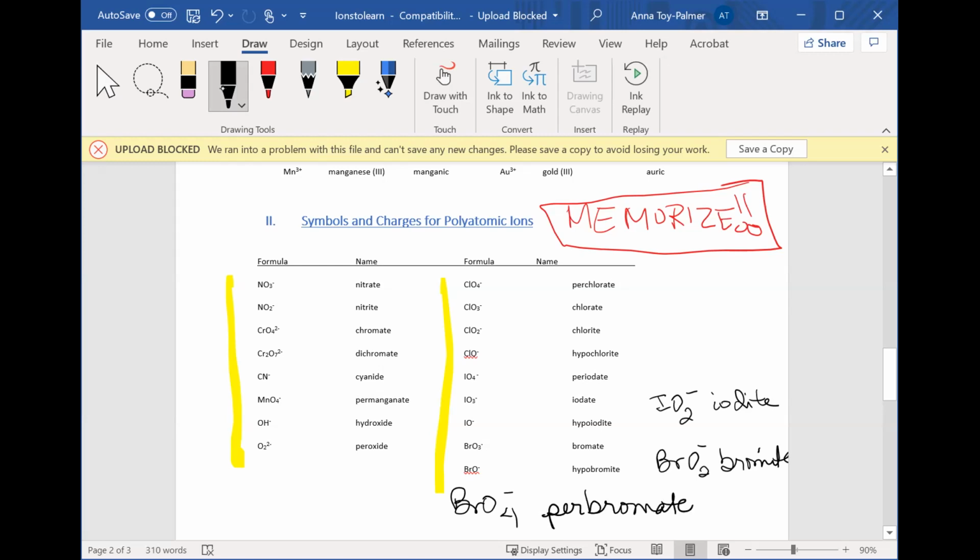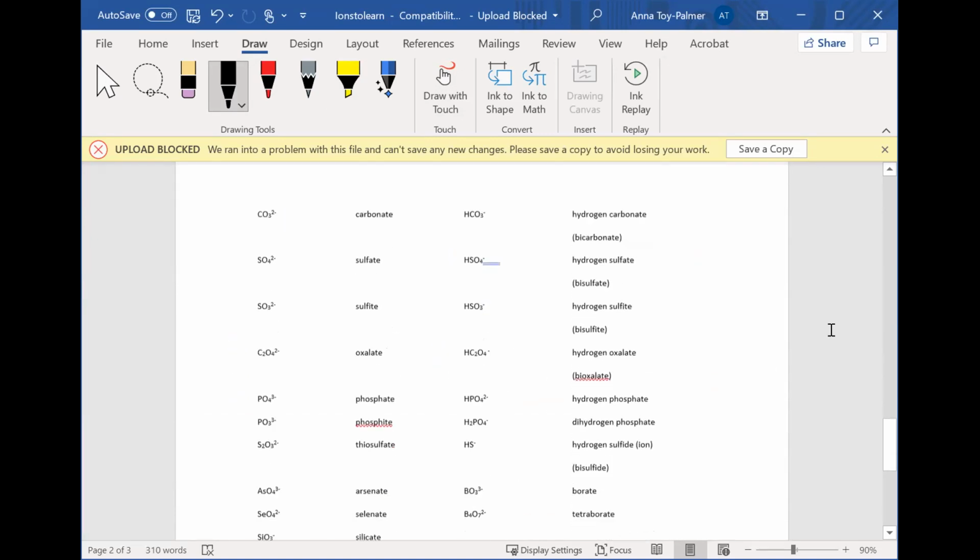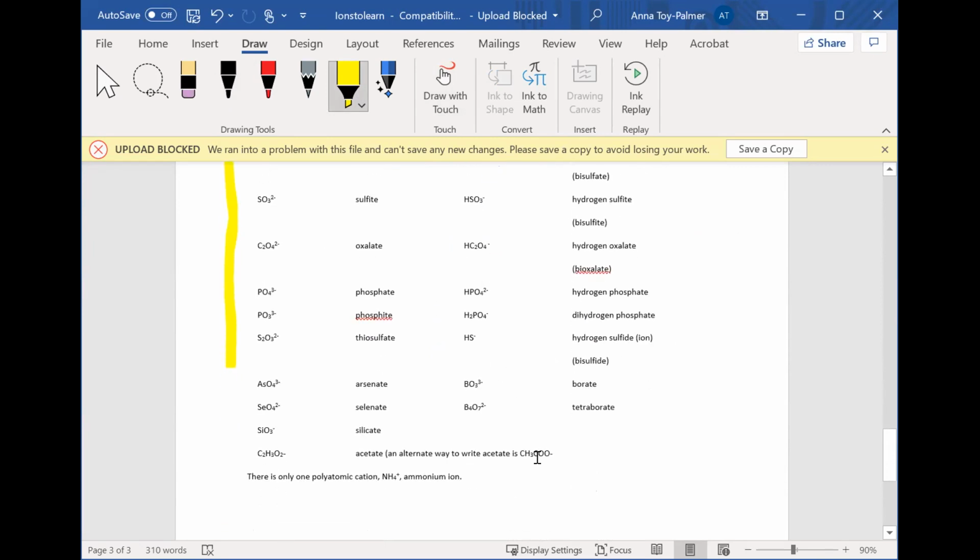Okay. So those are all important. Memorize them. Okay. And then what about these guys? All the way down. I'm going to ask you about arsenate, selenate. I'll leave the last 3 on this first column. You must know this one. This is a biggie. Acetate's really important.